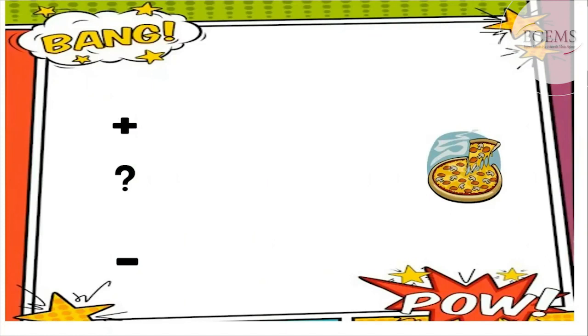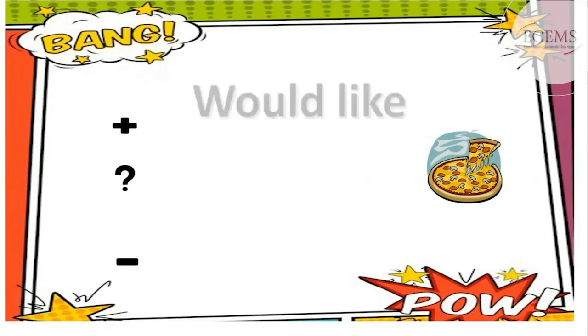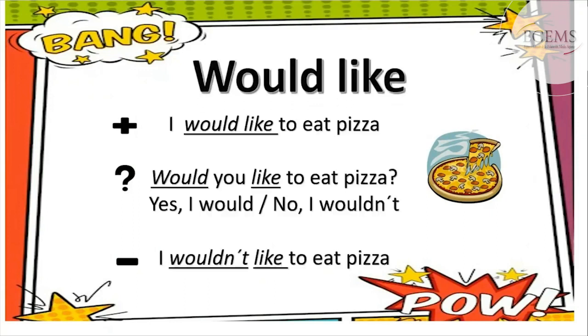This is how would and the verb like is used in affirmative, interrogative, and negative statements. Would like. I would like to eat pizza. Would you like to eat pizza? Yes, I would. No, I wouldn't. I wouldn't like to eat pizza.